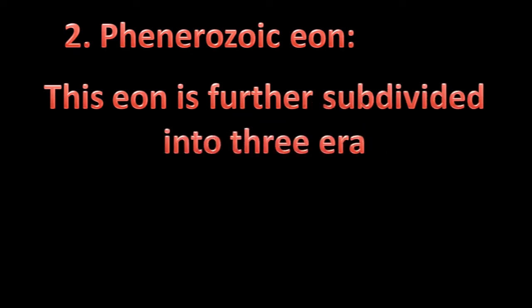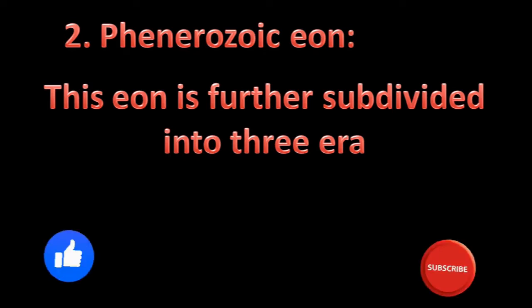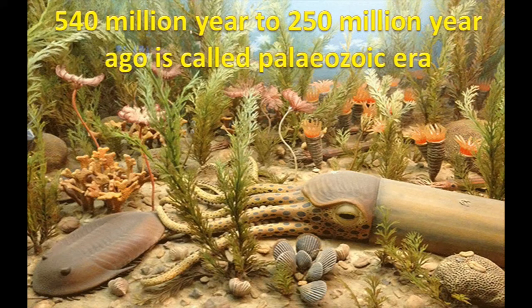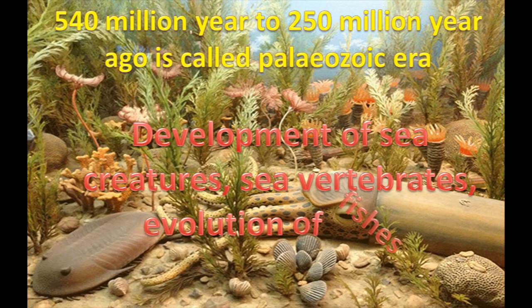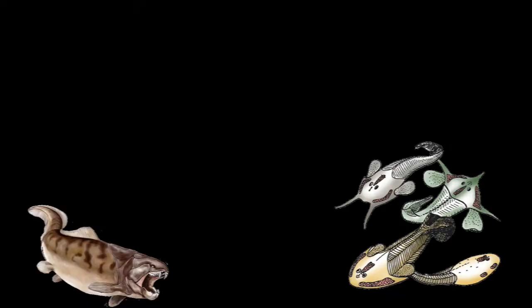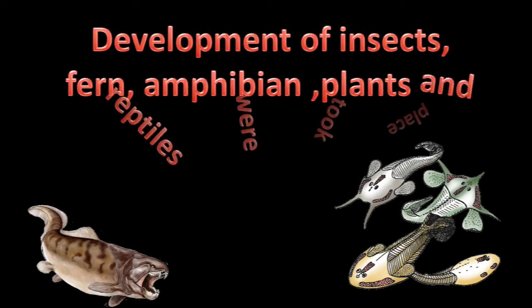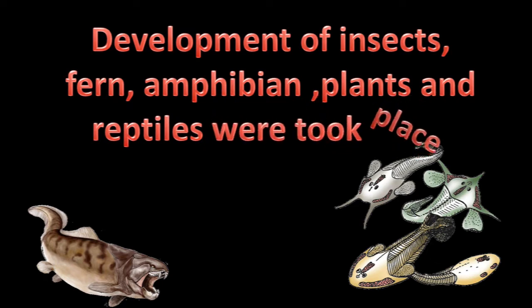The next eon is the Phanerozoic eon. This eon is further subdivided into three eras. The first is the Paleozoic era. Development of sea creatures, sea vertebrates, and evolution of fishes took place. Development of insects, ferns, amphibians, plants and reptiles took place in this era.